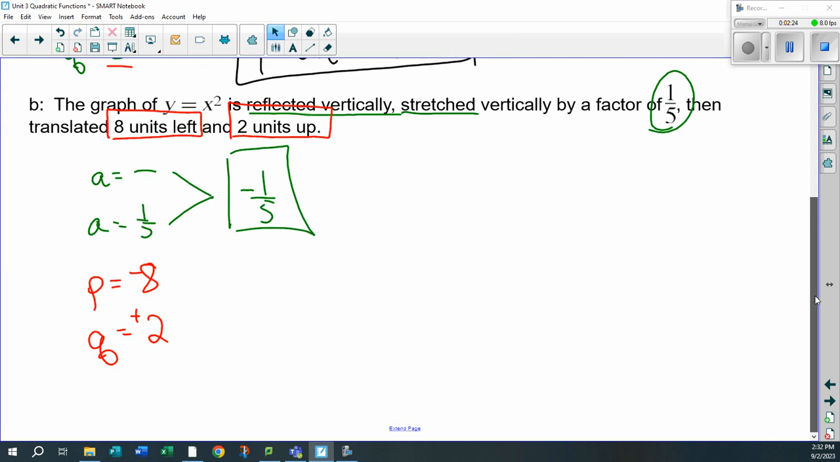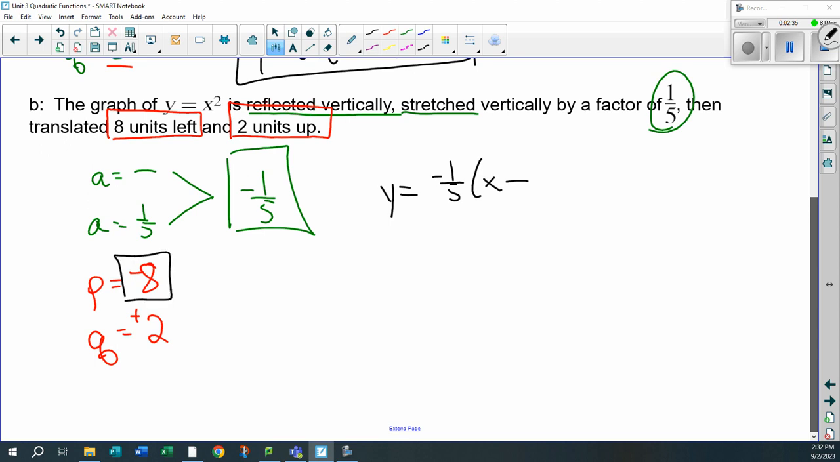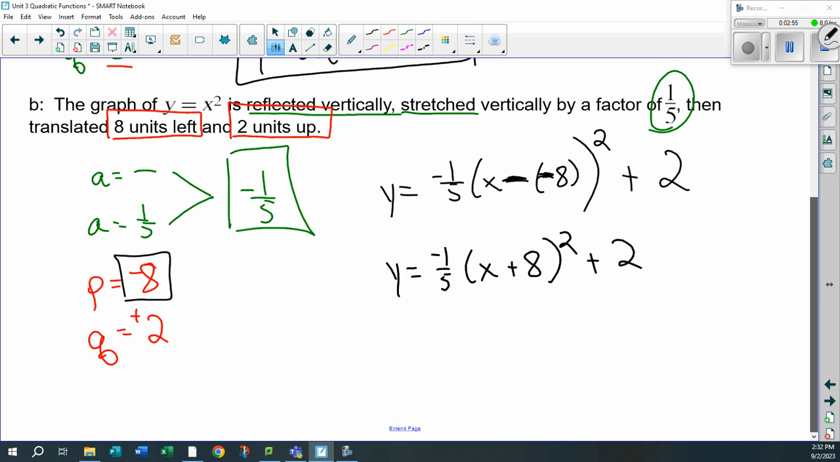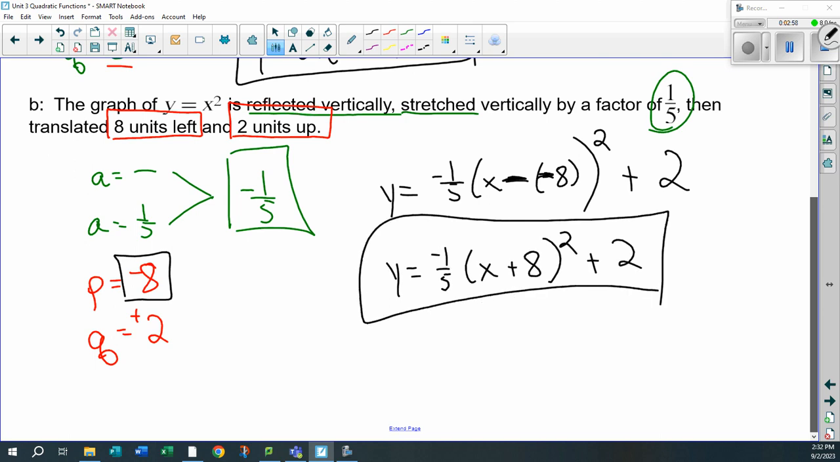All right, let's just throw it into the formula and see what happens. y equals a value, negative 1/5, (x minus, your p value is a negative 8). Notice how I like to use brackets when I substitute things in. I always use brackets so you can actually see the negative negative. Plus the q, there's the 2. Got it? Clean it up. y equals negative 1/5 (x, there's a minus minus, making this a plus 8) squared plus 2. Ta-da! There's your vertex formula of that particular transformation.